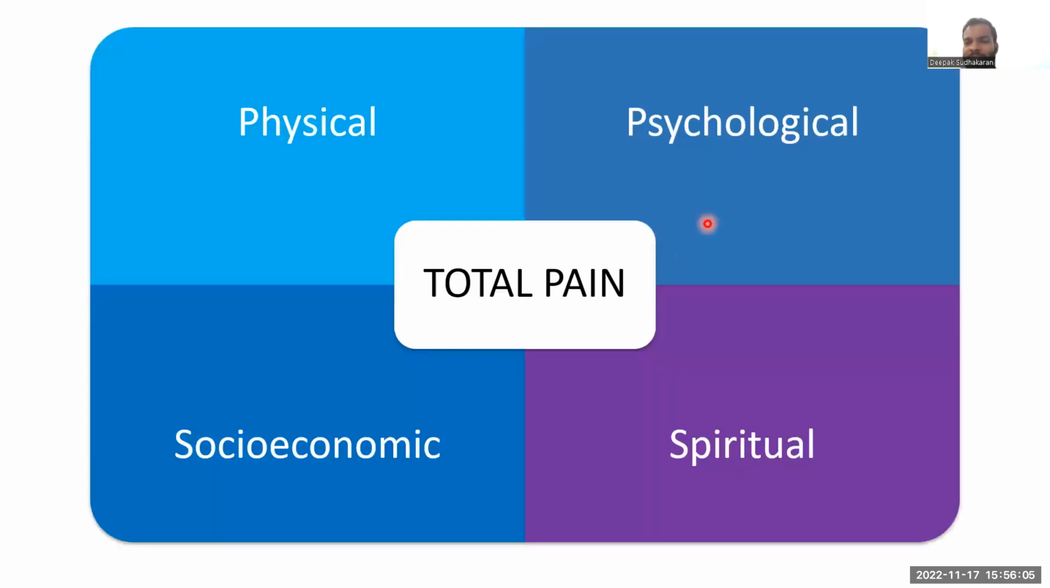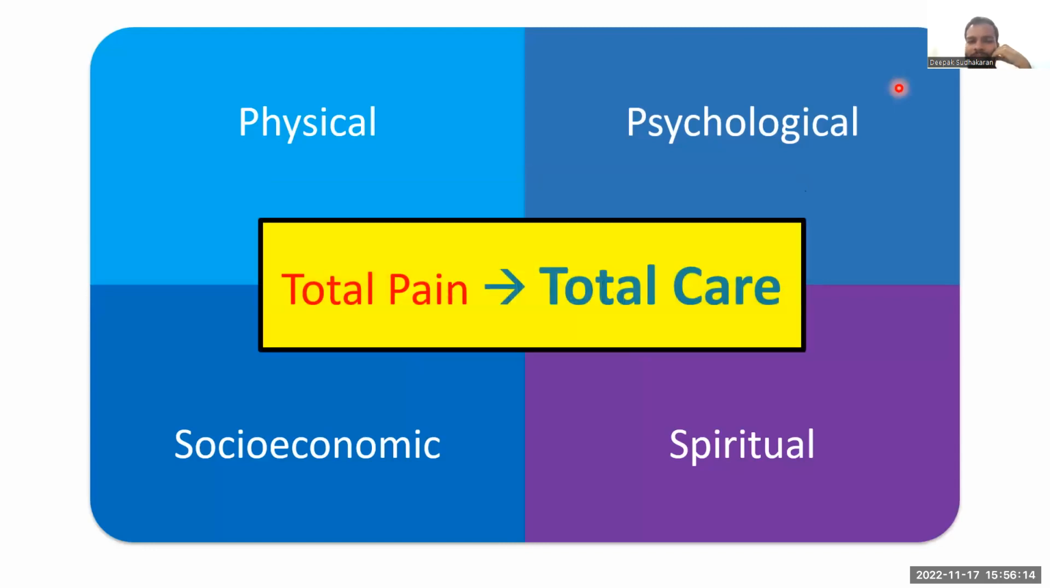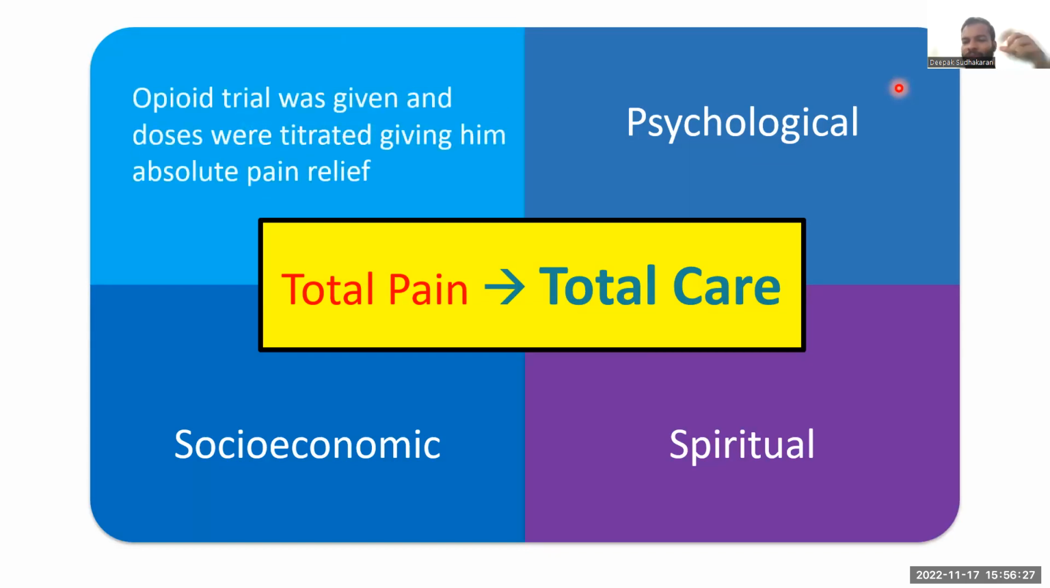So what was done for Mr. A, right? How did we address his various dimensions of pain? How did we convert total pain into total care? All these things we learned in theory during our training period, but practically doing it. So for the physical pain, an opioid trial was done, in which morphine was used as a medicine.